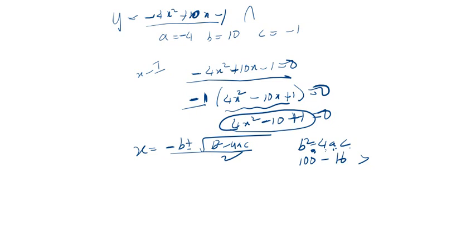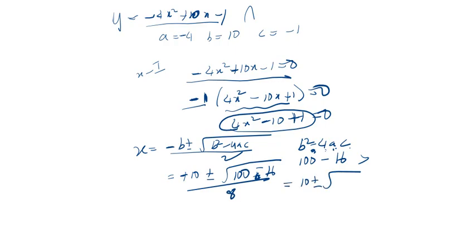So you will get here minus of minus 10, plus or minus root of 100, plus, it's minus, so minus 16, divided by 8. So that will become 10 plus or minus root of, when you subtract, you'll get 84. Divide by 8. Okay, so you get 2 coordinates for your parabola for your x-intercept. So that's how you're using your quadratics.